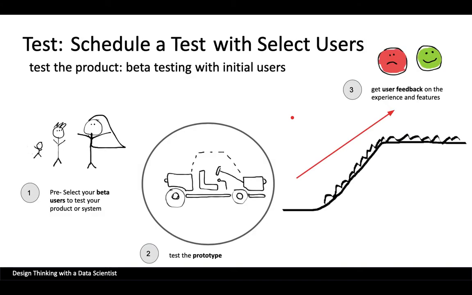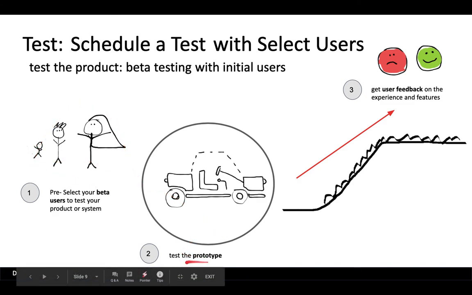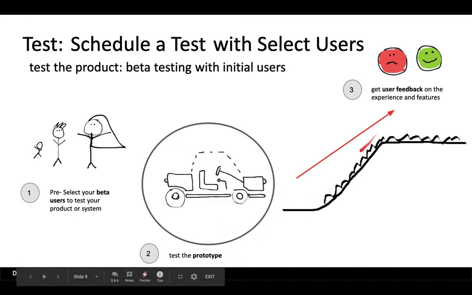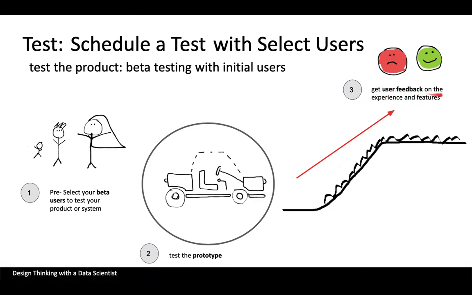And lastly, schedule tests with select users. Test the product. Select your beta users: who can volunteer to test your product or your system. For beta testing, you can select whether it is male, female, kids, who's going to use your prototype. Let them test the prototype. For example, this is the electric car and it has to go up a hill. If it does, you get user feedback on the experience of the features. Are they happy or not with that prototype?